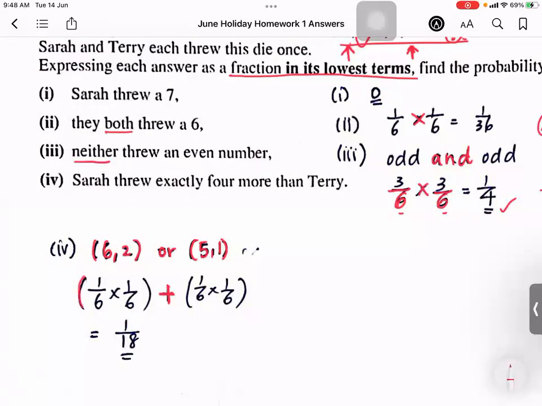And what about the cases inside? This one is 6 and 2. There's only one number 6 out of 6 numbers, and then there's only one number 2 out of 6 numbers, plus the other one, 1/6, only one 5 and only one 1. Then simplifying in the simplest fraction, the answer is 1/18.